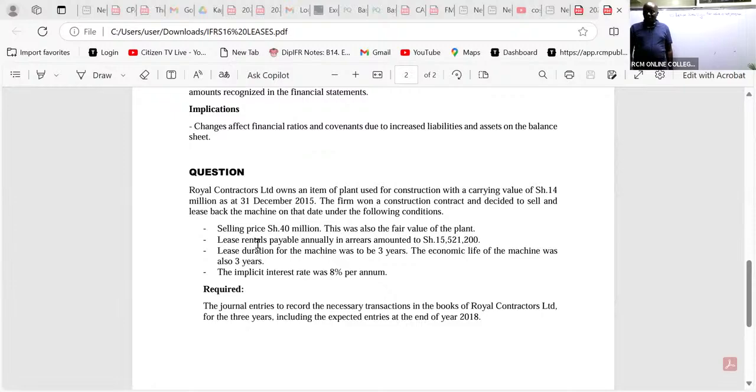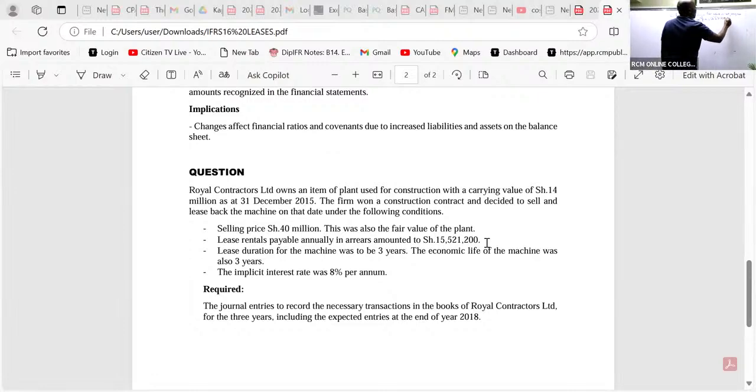And then you can see lease rentals are payable in arrears. So that concept of multiplying with 1 plus R will not apply here, because this is paid in arrears. In this case, we have the lease rental per annum. The lease rental per annum is 15,521,200.